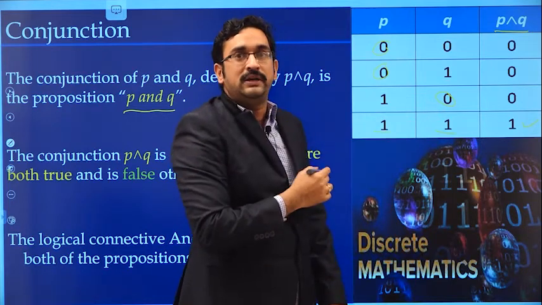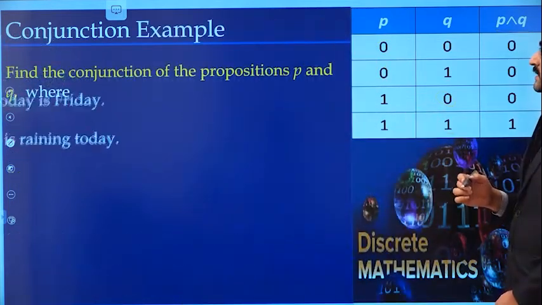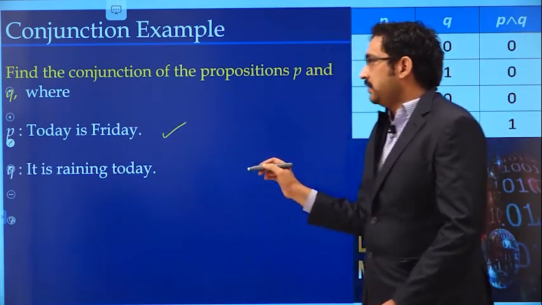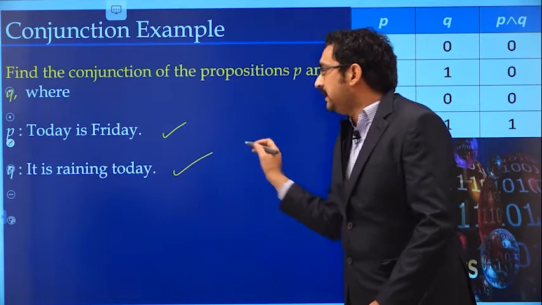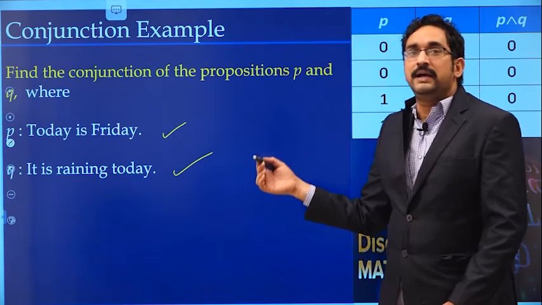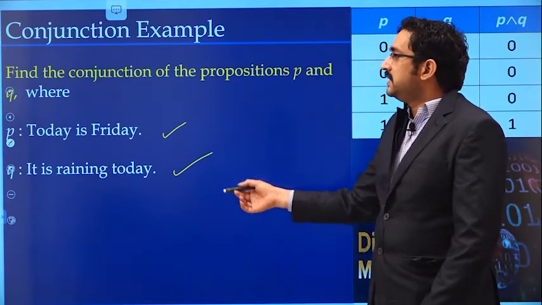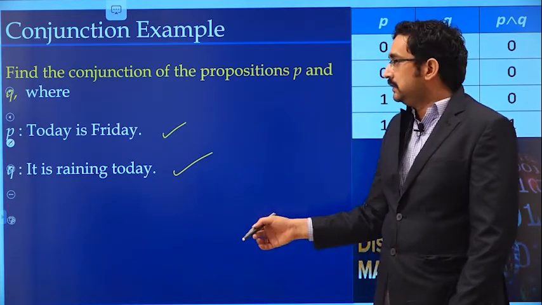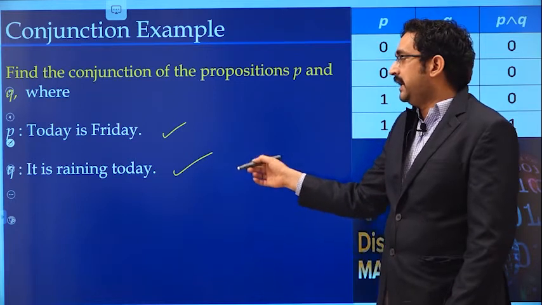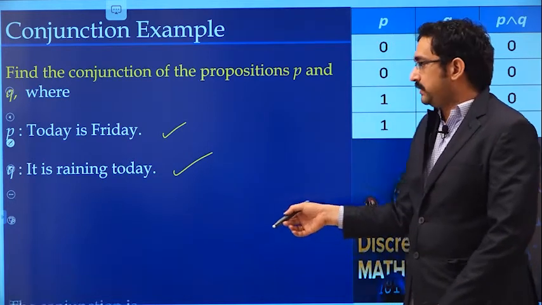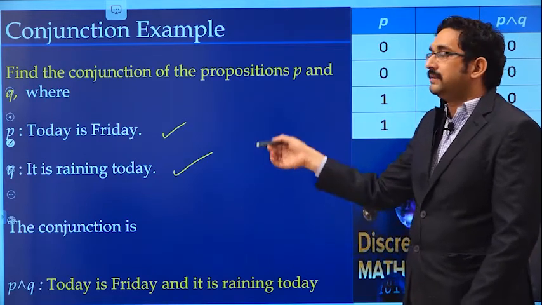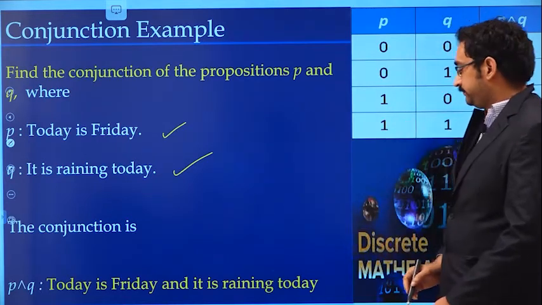This is about conjunction. Here one example is there. P is the statement that today is Friday. Q is defined as it is raining today. So we have to find the conjunction for this. The conjunction between P and Q is written as P and Q. That means today is Friday and it is raining today. In that way we can represent the conjunction for the given statements.